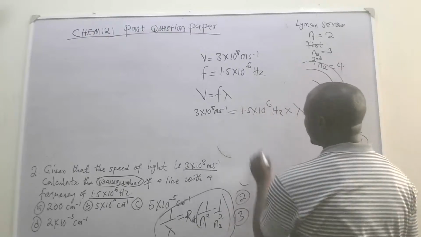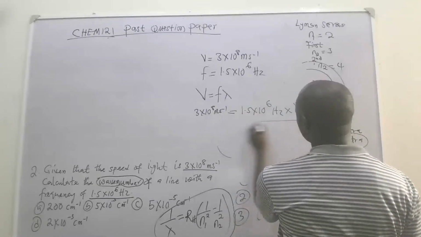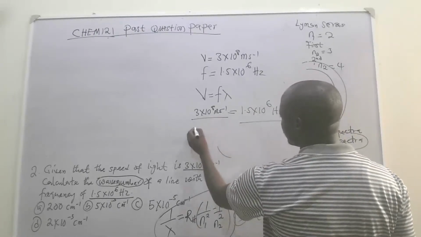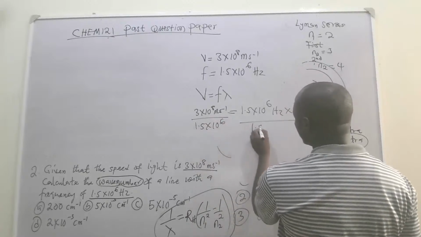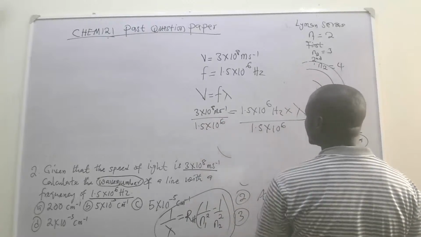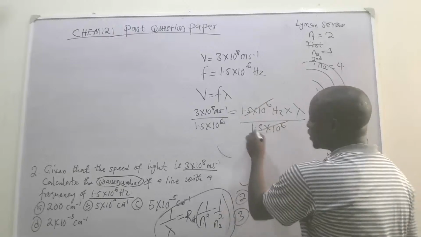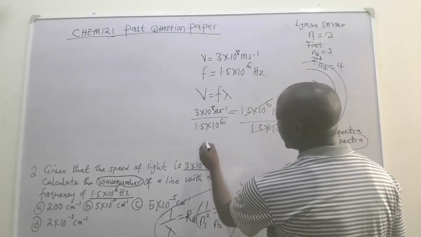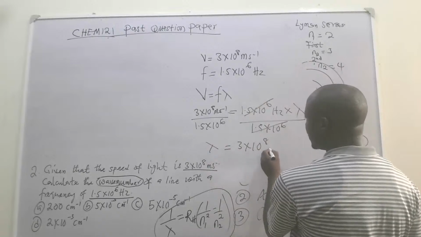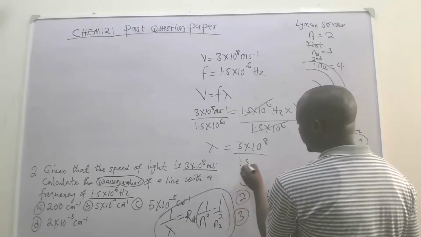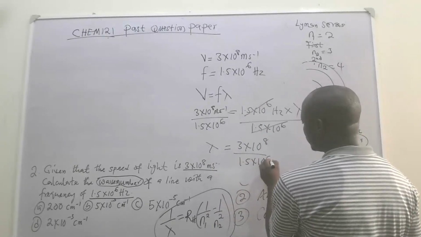So now we are going to make lambda the subject of the formula. We have 1.5 times 10 raised to the power of 6 here and also here, so this one will cancel this. Therefore, at the end, we have lambda equal to 3 times 10 raised to the power of 8 divided by 1.5 times 10 raised to the power of 6.